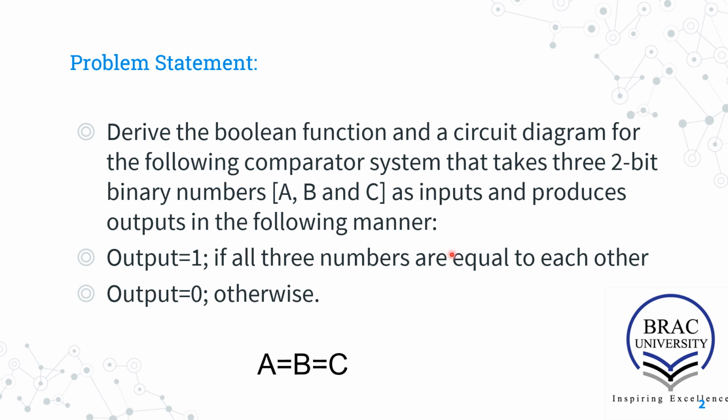in the following manner. So the system will take three numbers A, B, and C, and each number will be of 2 bits, and the output will be 1 if all three numbers are equal to each other. That is, if A equals B equals C, then the output is 1. Otherwise, the output will be 0. So pause the video at this point and try to solve the question on your own.